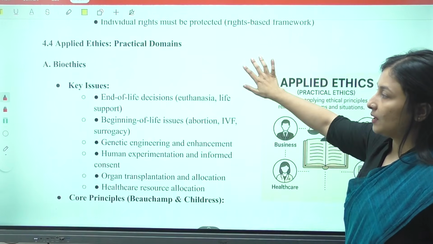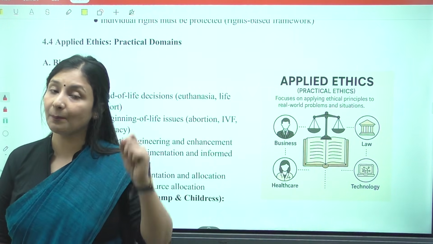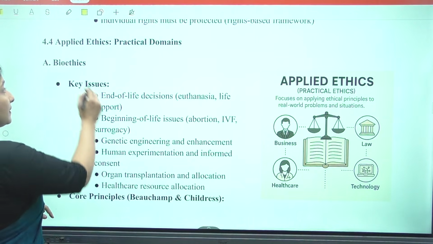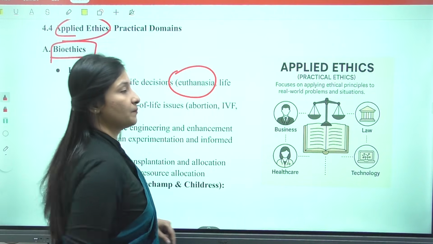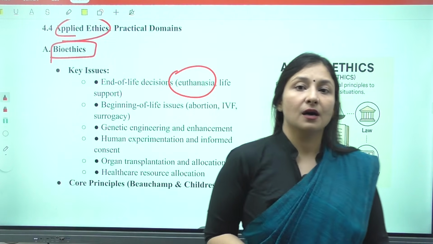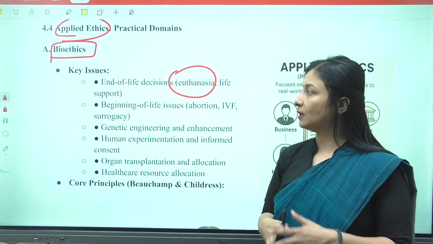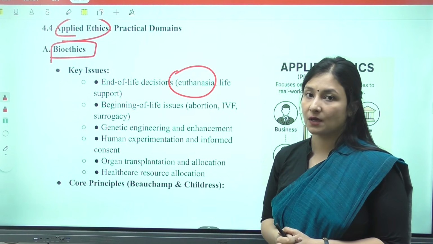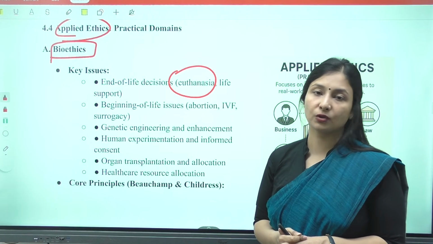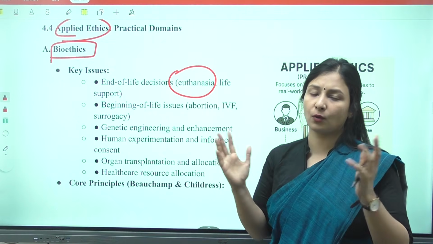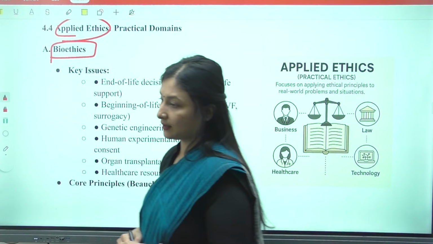Is it clear? Now, the fourth dimension of our ethics is the applied form of ethics, and this applied form is seen in bioethics. For example, euthanasia. Is it right? There was a Supreme Court judgment in the Aruna Shanbaug case. What about end of life decisions? Is it the right thing to take away a life? Suppose your animal, your dog or your pet cat, is terminally ill and going through a lot of suffering. Is it right to take away the life? Again, this is an issue of bioethics.